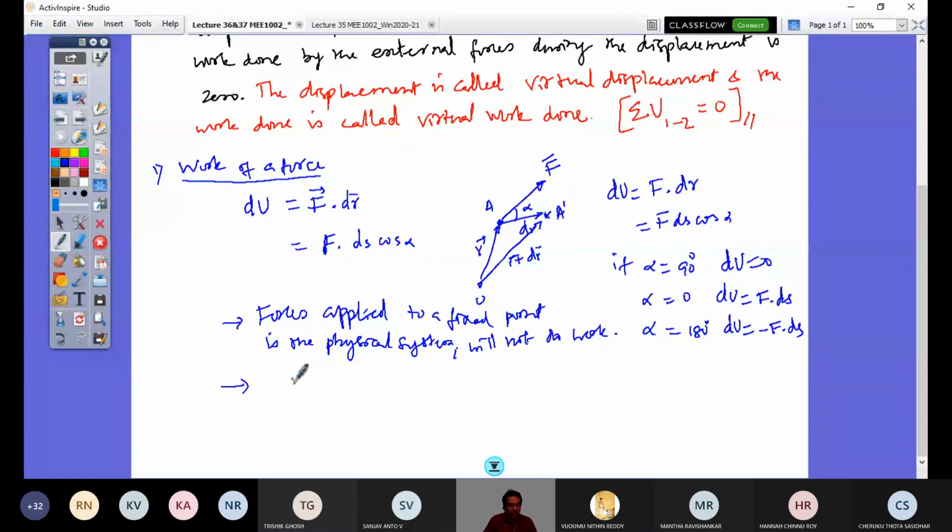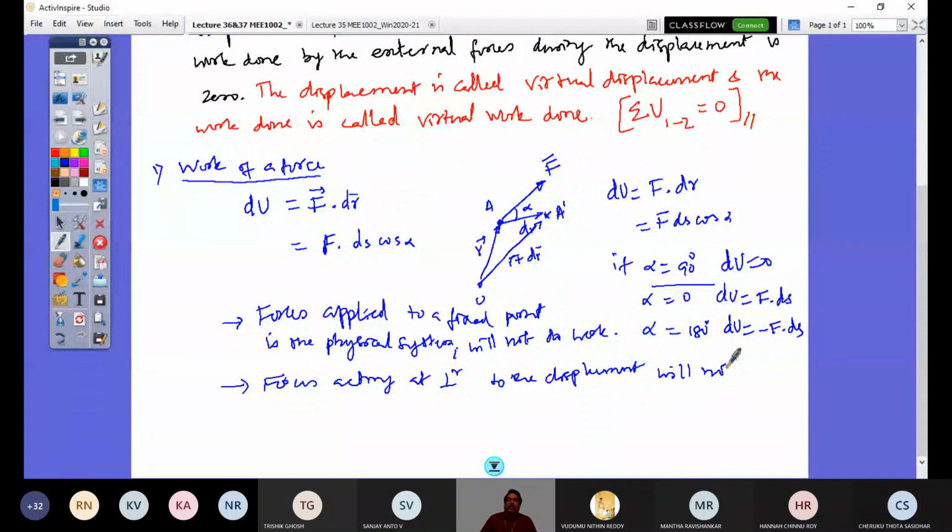Similarly, forces acting at right angle, that's what you have seen here. Forces acting at right angle, perpendicular to the displacement, will not do work.